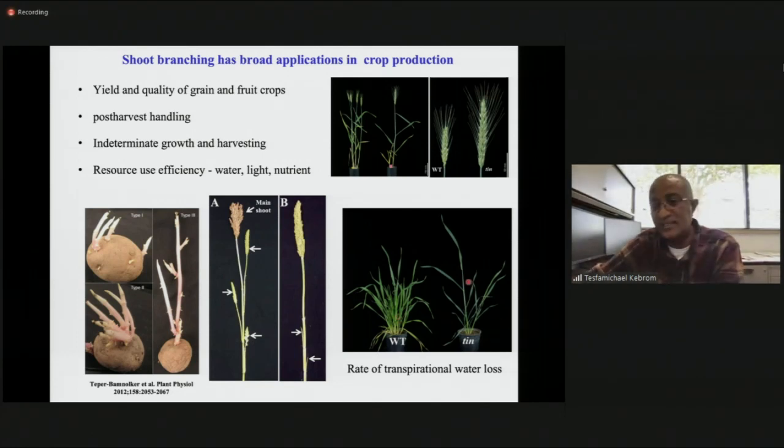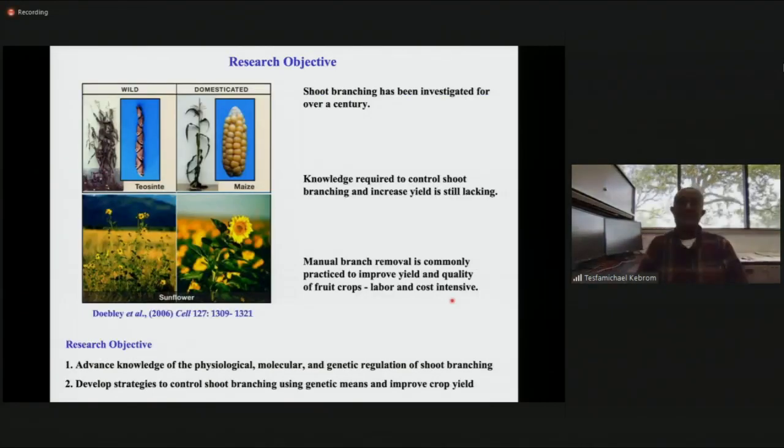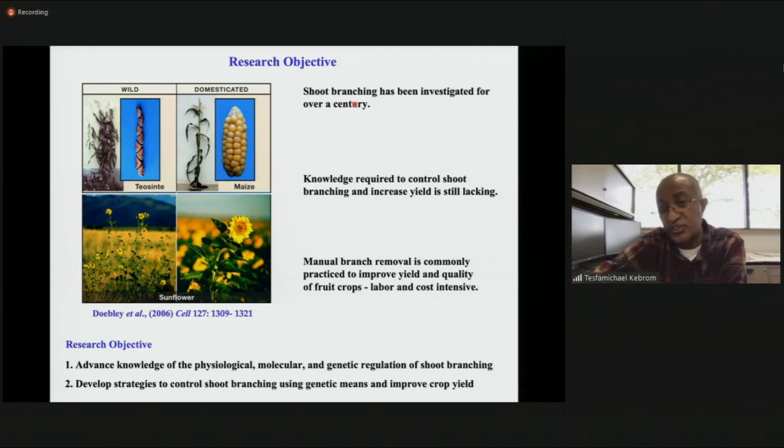While this plant develops up to 2 or 3 branches, and all of them produce grains. The amount of water required for this plant is much higher than the amount for this plant. So this one is more drought tolerant. So in terms of resource efficiency, shoot branching is also important. Shoot branching research has been done for almost a century.